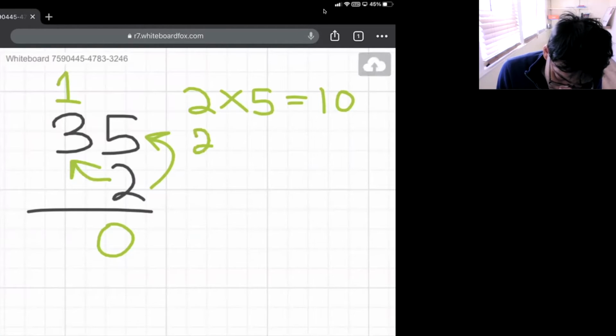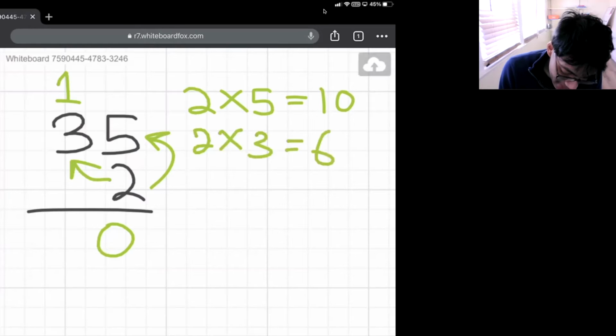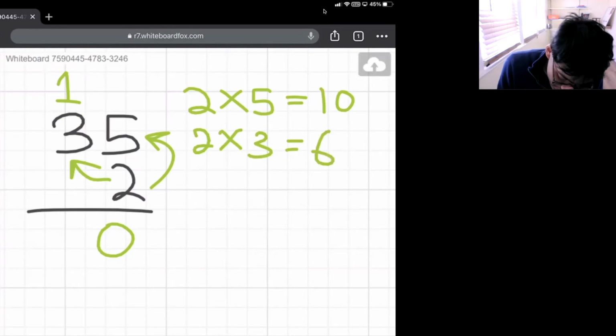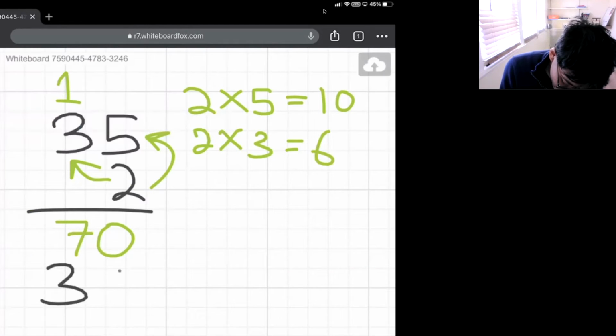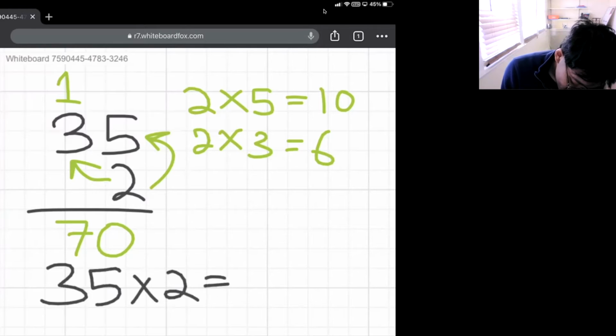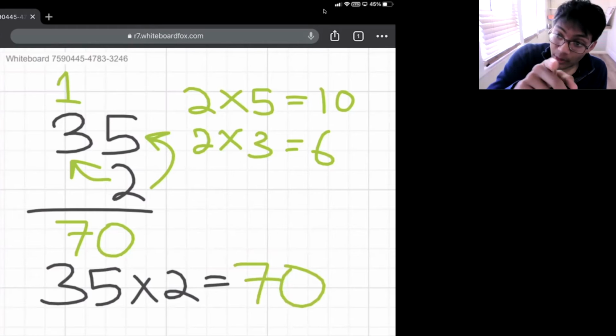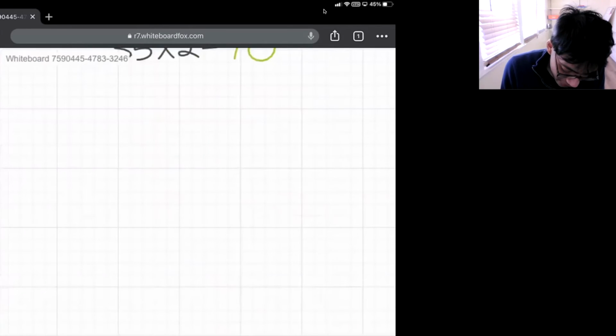What's 2 times 3? Well, 2 times 3 is going to be 6, but don't forget to add this 1, right? Don't forget to add that 1. So 6 plus 1, 7, 70. So we know that 35 times 2 is going to give us 70. Not too bad, is it? If it is too bad, let us know in the comments. We're going to help you right out. Don't worry about that. Let's move on to the next one.